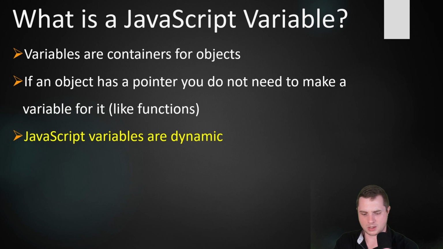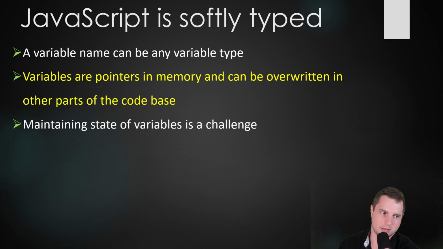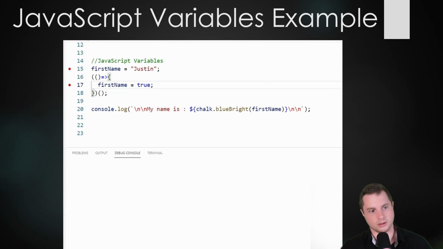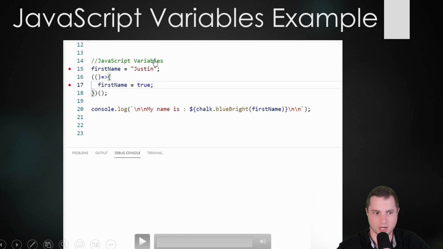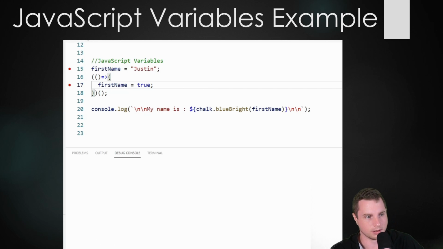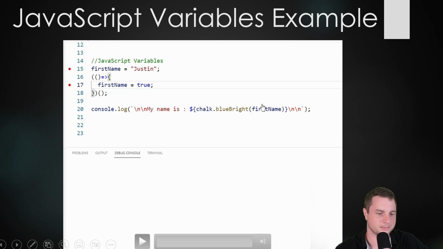Okay, so I'm going to show you a little example here about being softly typed and dynamic. So right here is a good example of this. So I have first name of Justin. All right, I have this function down here, and then I'm going to reset this to a bool of true, and then I'm going to console log that first name. Okay, so for the people that are participating in this, go ahead and do a little mental note of your guess. What do you think the value of first name is going to be down here?